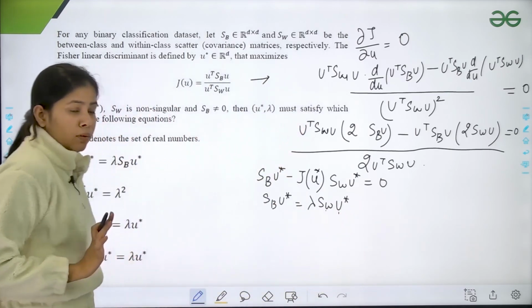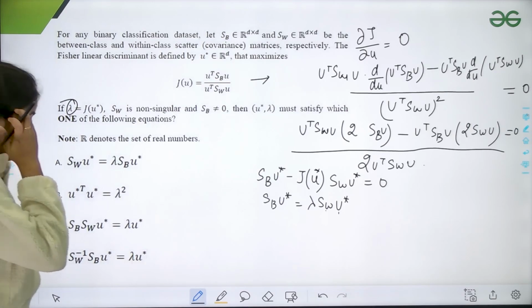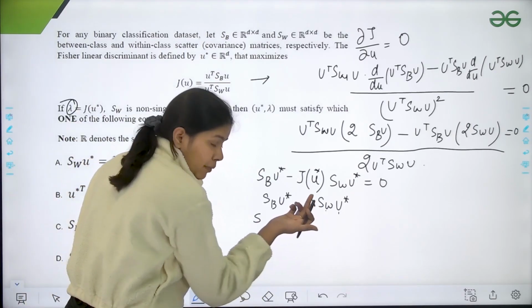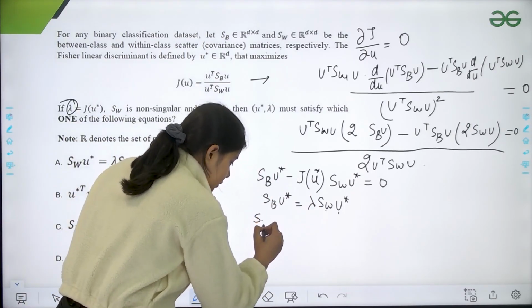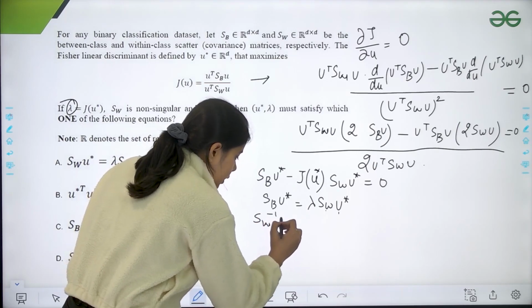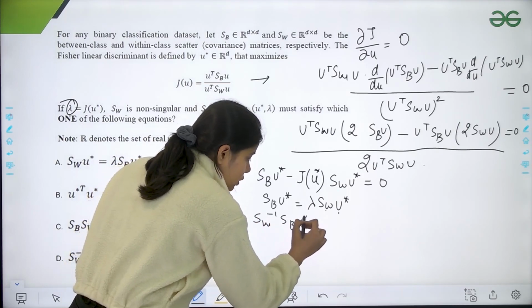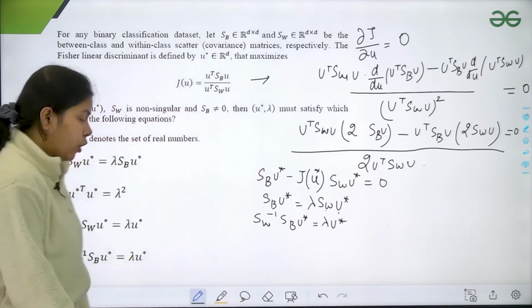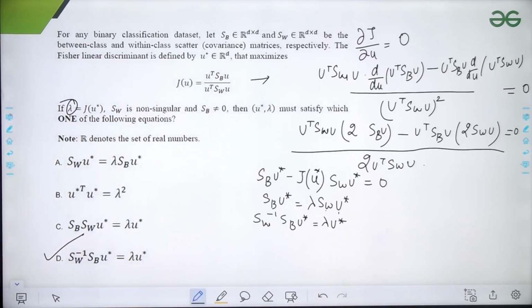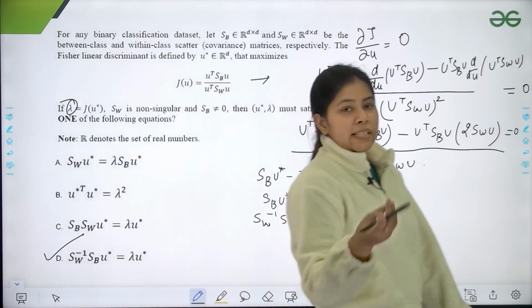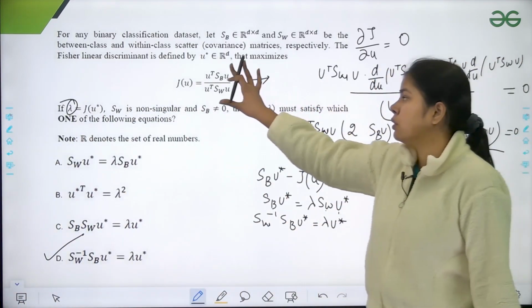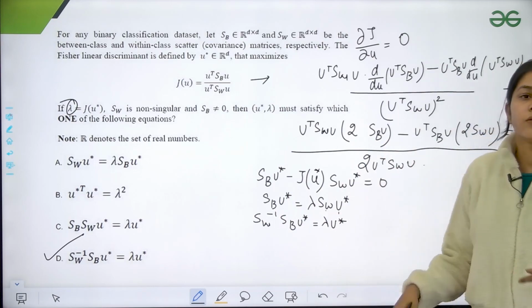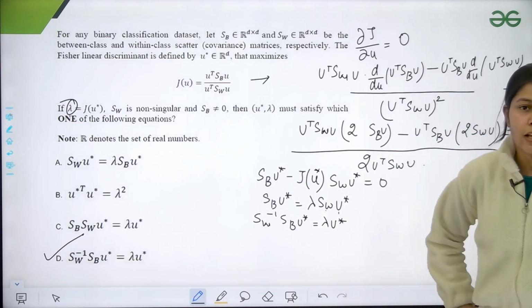If I take SW to the left hand side, it would become W inverse, because lambda is a constant, right? So I can take W inverse SB U star is equals to lambda into U star. So see which of the options matches. Option D matches my answer. So D is correct. So basic mathematics we have to use for differentiation, right? Because we have asked for a maximum value.